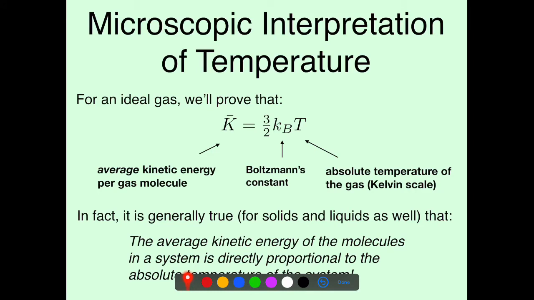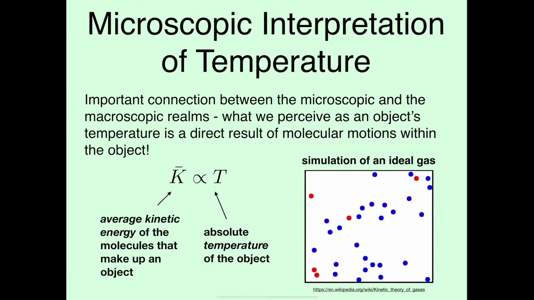You're making a statement about the random motions of the molecules that make up an object and how fast they're just randomly moving around. Okay? So I'm kind of repeating myself a little bit here, but it bears repeating that we have an important connection between the microscopic world, where we have this random motion of huge numbers of particles, and the macroscopic world, where we can measure something like temperature.